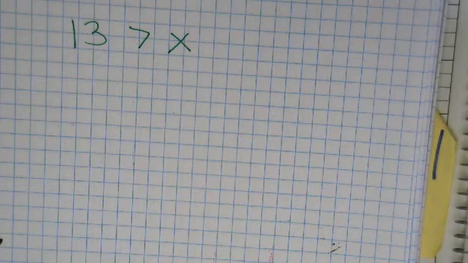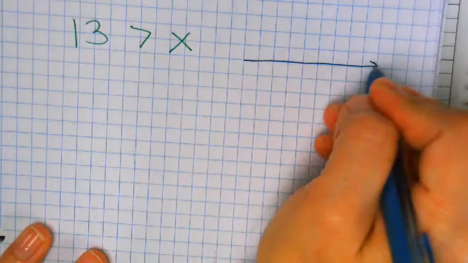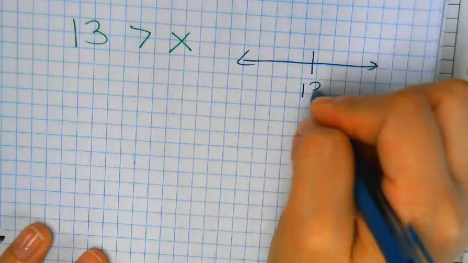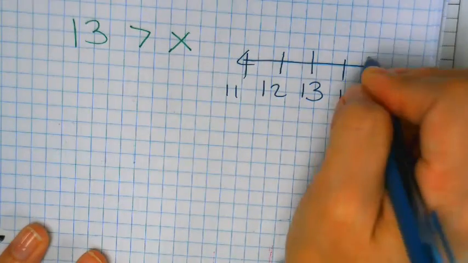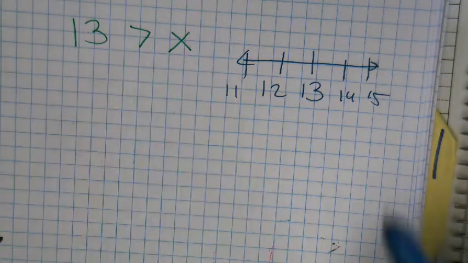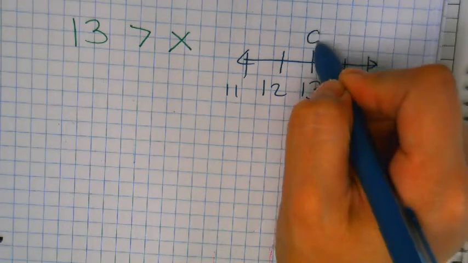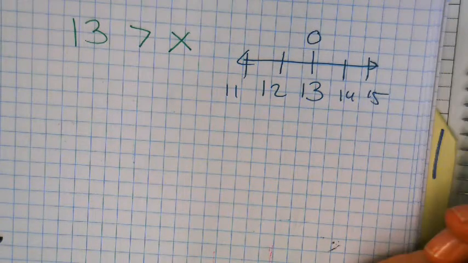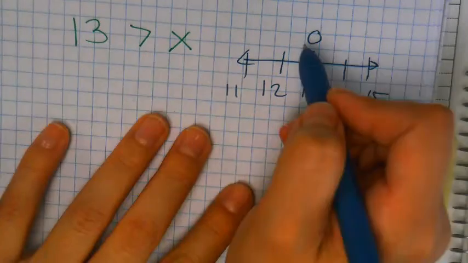So here, this is like level 1.5. You have 13 in the middle, 12, 11, 14, 15. Open or closed circle? Open. It's open. Which way do you shade? To the left. To the left.